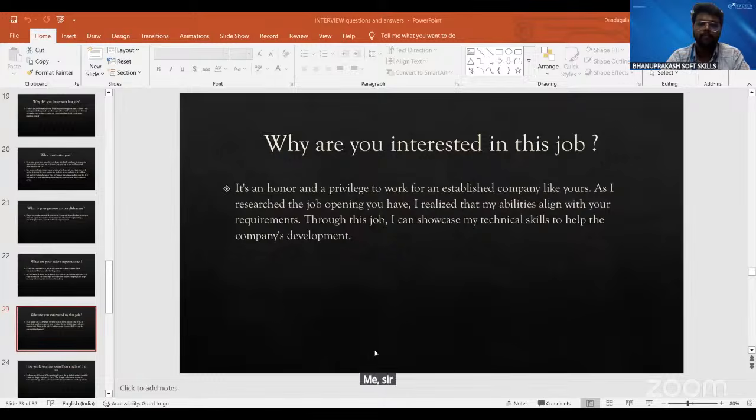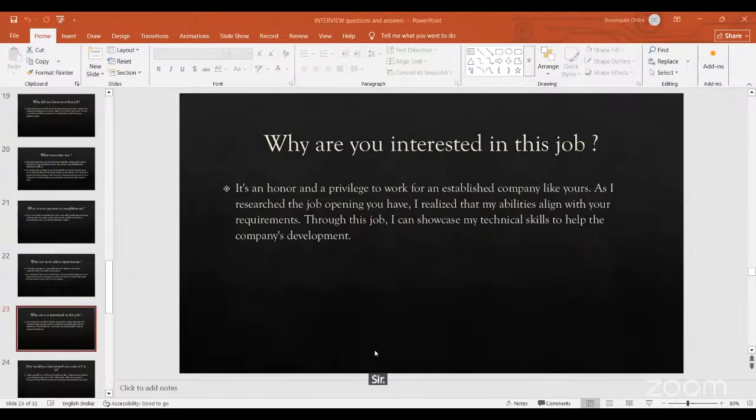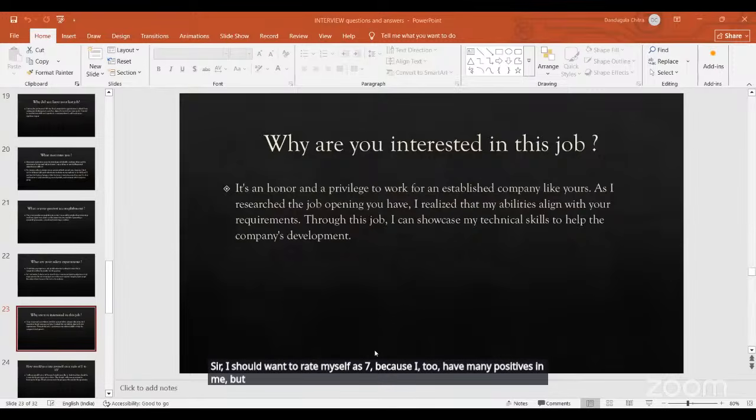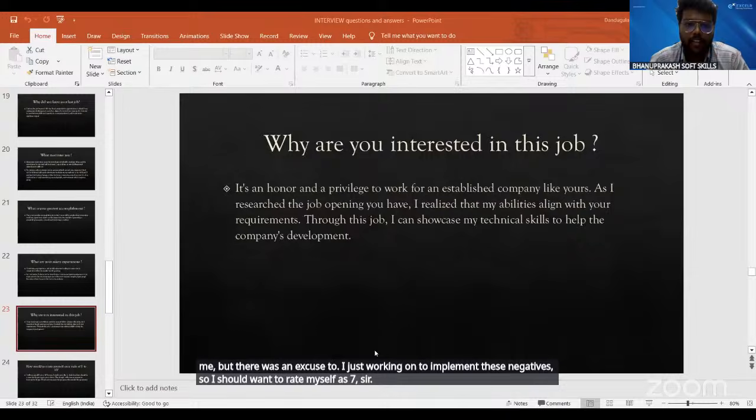Okay, fine. Sir, I want to rate myself as 7 because I have many positives in me, but there are negatives too. I am working on improving these negatives, so I want to rate myself as 7, sir. Okay, fine. Thank you.